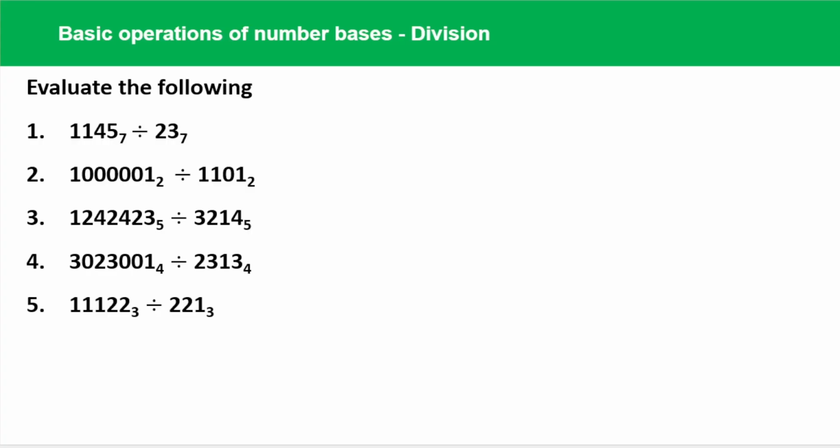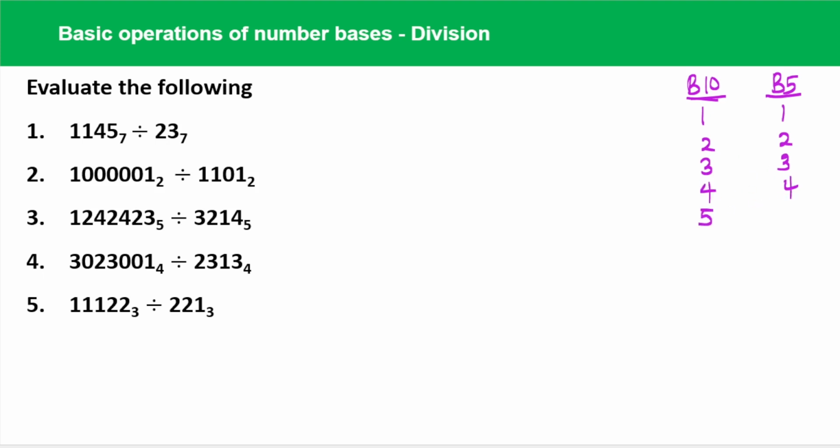Example 3. 1242423 base 5 divided by 3214 base 5. Again, let's look at base 10 and then base 5 digits. Base 10 digits, 1 is 1. In base 5, 1 is the same as 1. 2 is the same as 2. 3 is the same as 3. 4 is the same as 4.